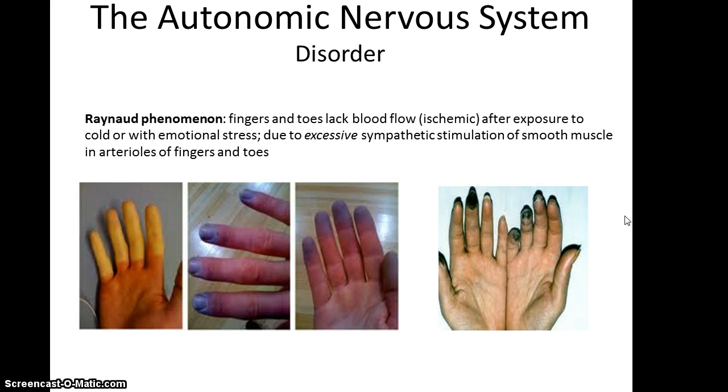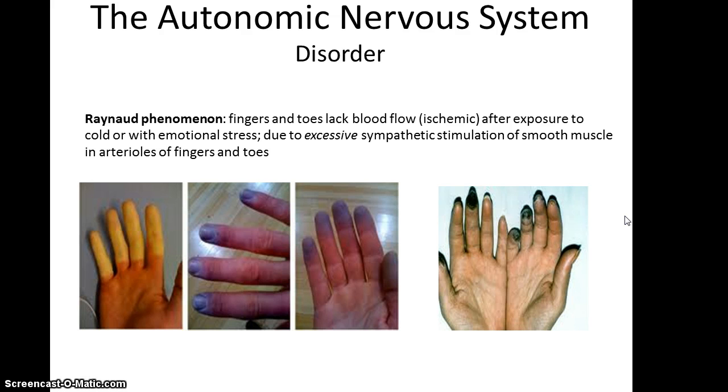All right, possible autonomic nervous disorders. Well, there's Raynaud's phenomenon. This is where people's fingers and toes will lack blood flow, or become ischemic, after exposure to cold or also emotional stress. And when I say exposure to cold, I mean like opening the freezer, that brief temporary bit of cold exposure.